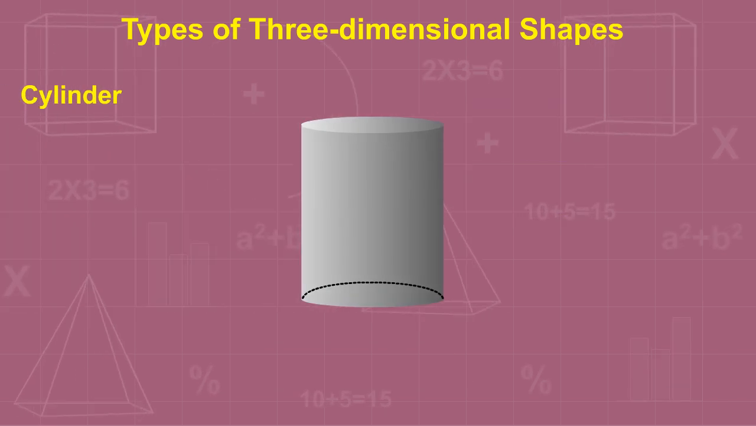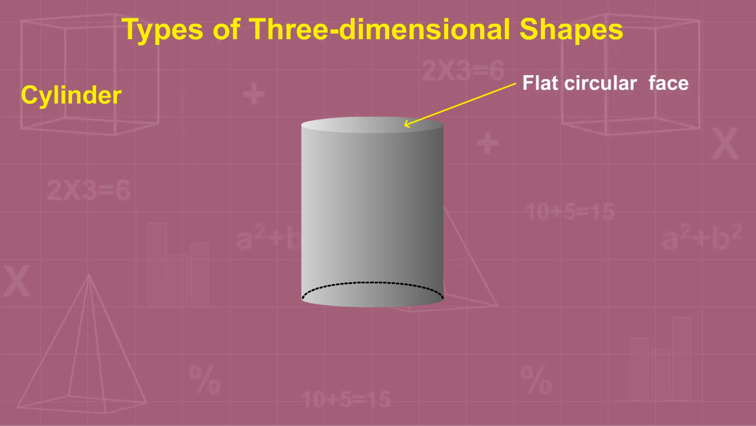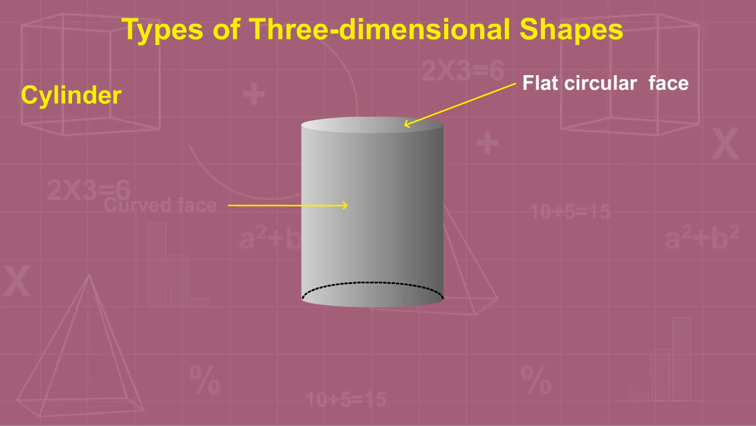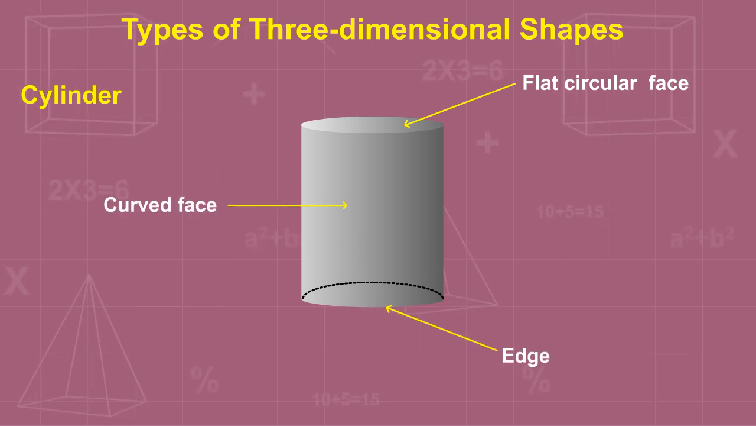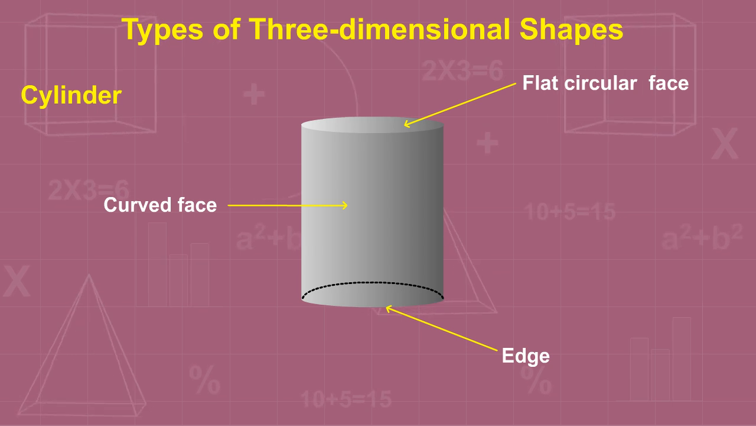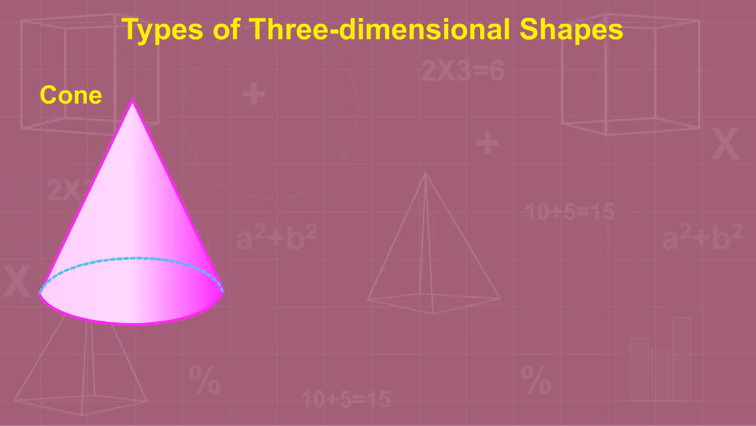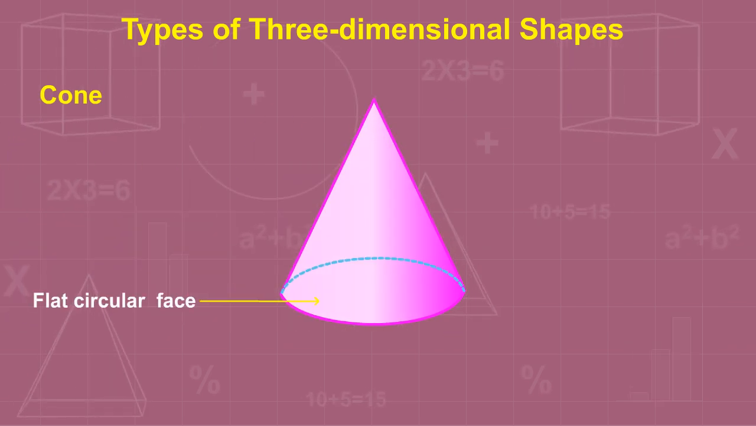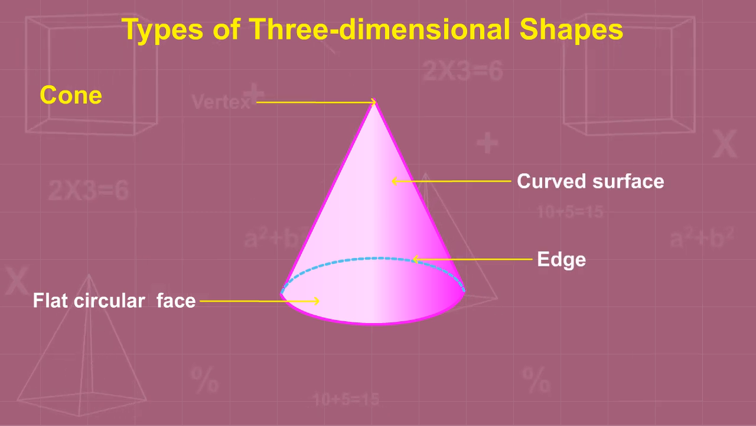Cylinder. It has 3 faces, in which 2 faces are flat or plane circular regions, and the other face is a curved face. It has 2 edges and no corners, and the distance between its end faces is called its length. Cone. A cone has a plain circular end as the base, and a curved surface tapering into a point called its vertex.